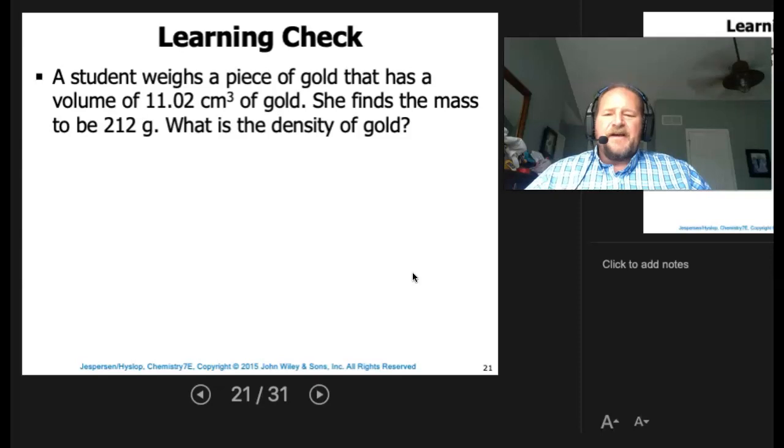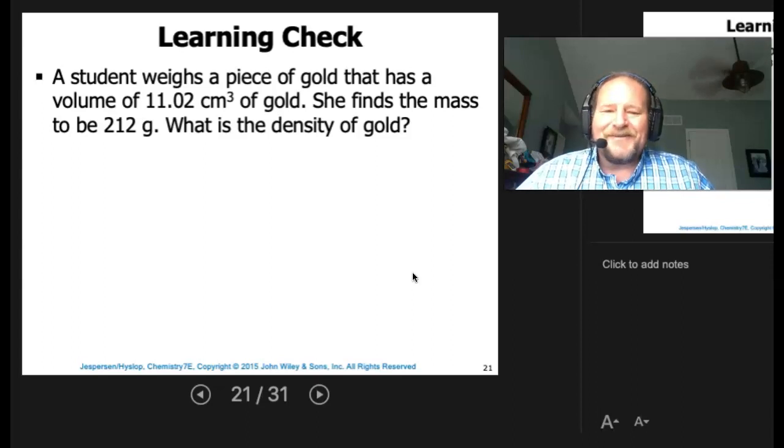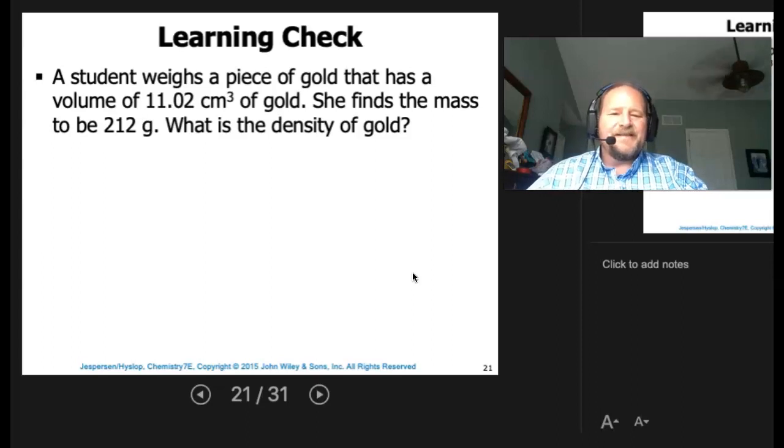A student weighs a piece of gold that has a volume of 11.02 centimeters cubed of gold. So in other words, we have a volume of centimeters cubed, 11.02. She finds the mass to be 212 grams. What is the density of the gold?